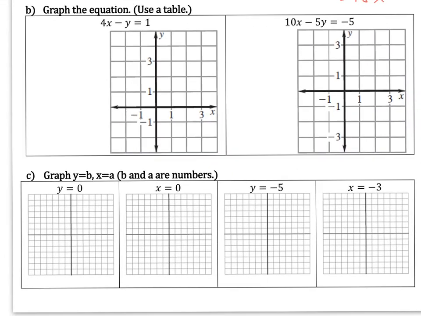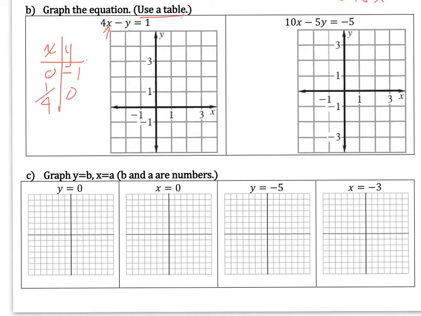Part B, graph the equation. Okay, in this lesson it wants you to use a table. Just for your information, 2 points is enough to make a graph. So I'm going to use 0, which is easy to work with. If I plug in 0 for x, y would go to negative 1. If I plug in 0 for y, x would equal 1/4.